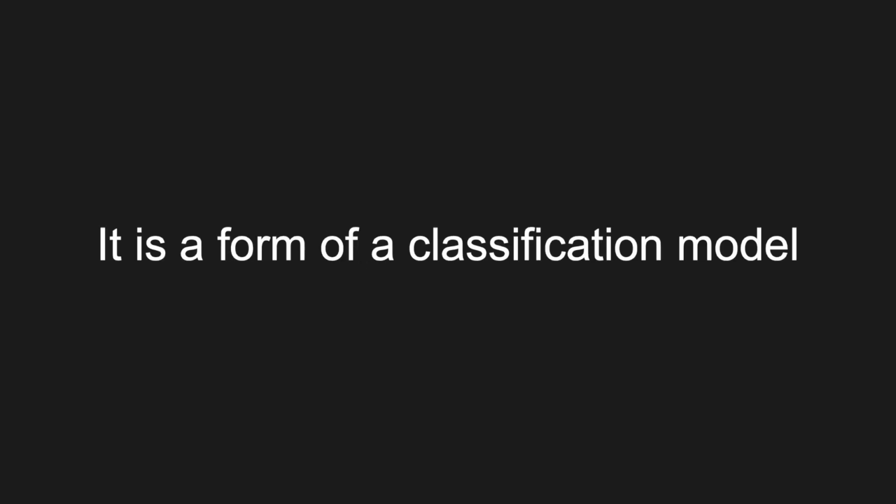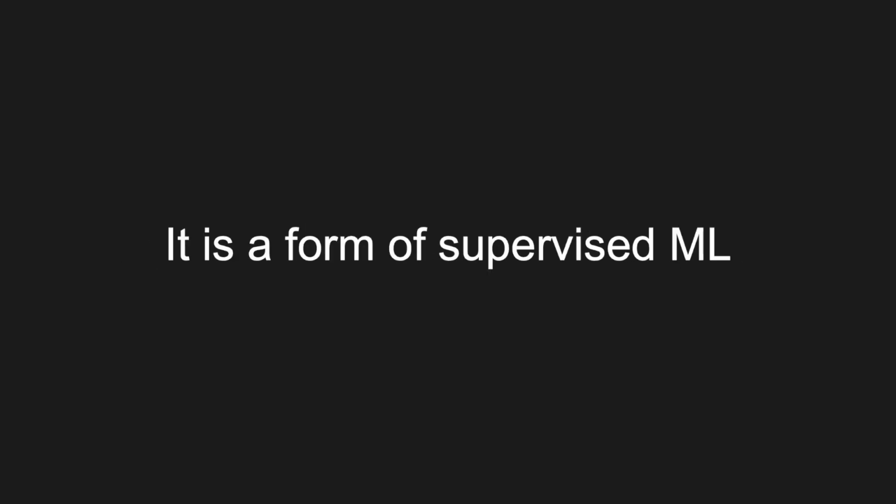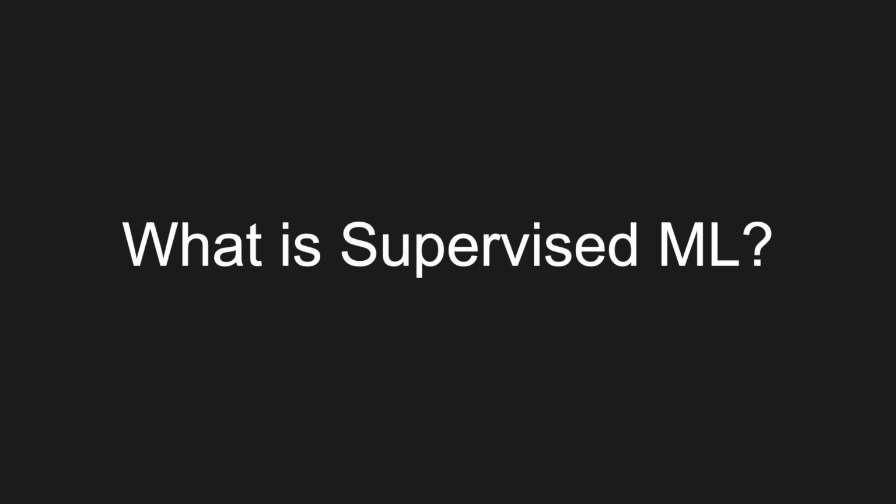So, what is an SVM? SVM is a form of a classification model. And what is classification? Classification is a form of supervised machine learning. Now hang on a second. We said SVM is a form of a classification model, and classification is a form of supervised machine learning. This is getting really confusing. What is supervised machine learning? You might have this question. So to understand SVM, we need to start by understanding what is supervised machine learning.